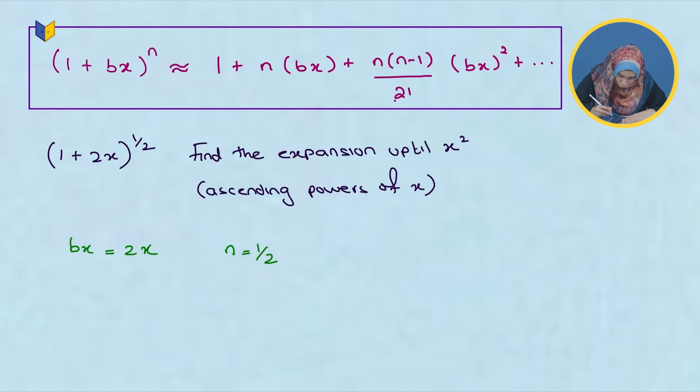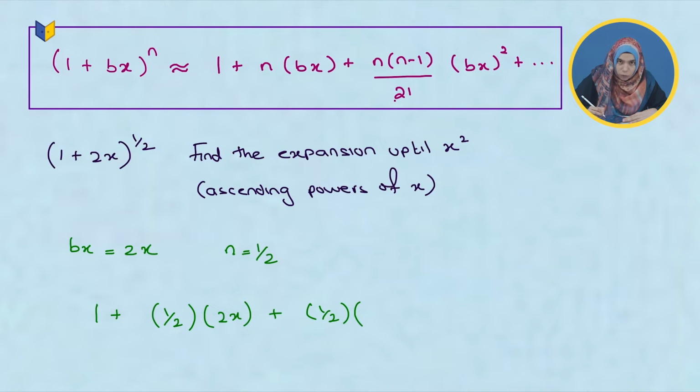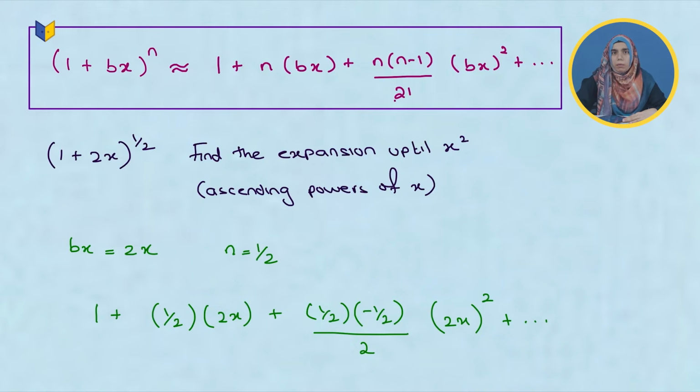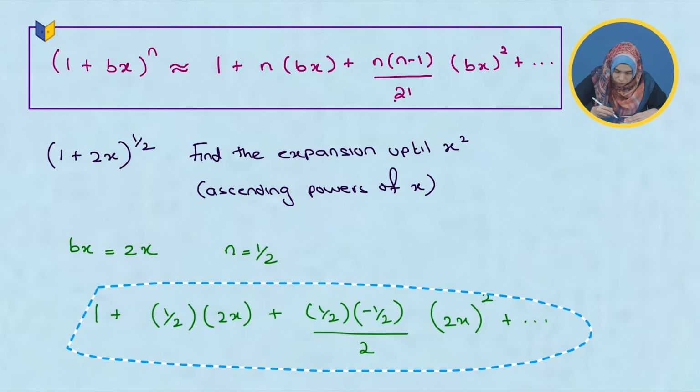Let's begin. So 1, the first term is always a 1, plus n times bx. This is the second term. And we need one more term, which is n times n minus 1, half minus 1 is minus half, upon 2 factorial, which is just 2, times bx squared. There are more terms, but we're not finding them because the question is asking us to find the expansion only up till x squared, which is exactly this. This is the expansion, but we need to simplify these. Let's see what we get.